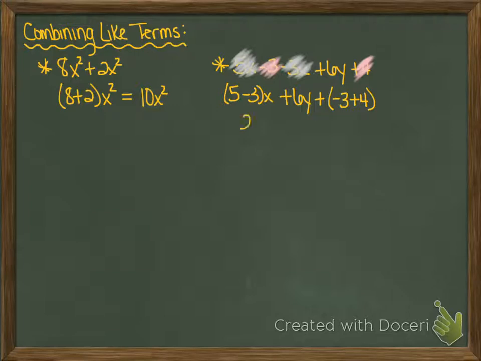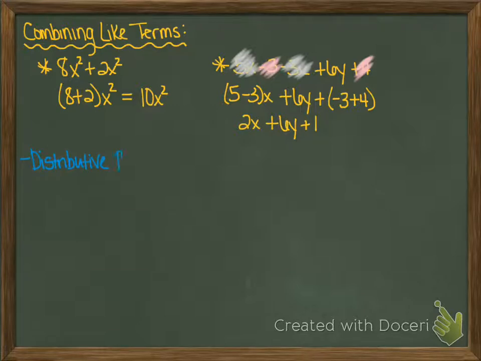So now if I just simplify, 5 minus 3 is 2. So that term is 2x plus 6y plus negative 3 plus 4 is 1. Okay? So that is combining like terms. It's as simplified as it can be. Okay?